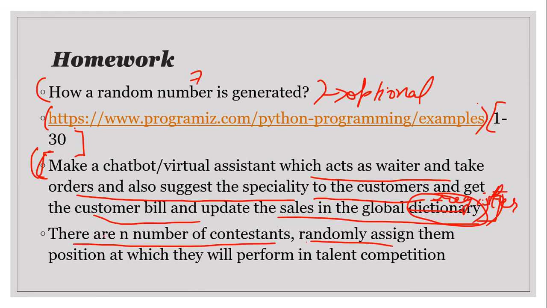Randomly assign them the position at which they will perform in the talent competition. Clear? So for example, there is a show called Indian Idol and there are 10 contestants. Just assign them the position when they have to perform and do it randomly.